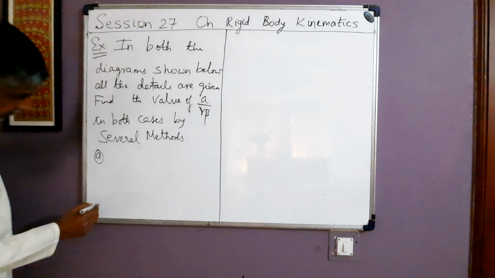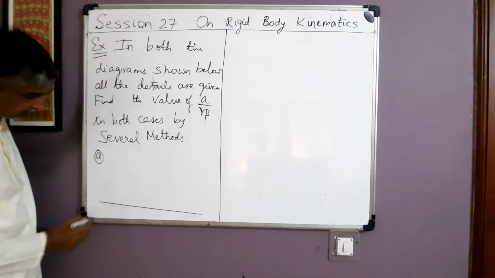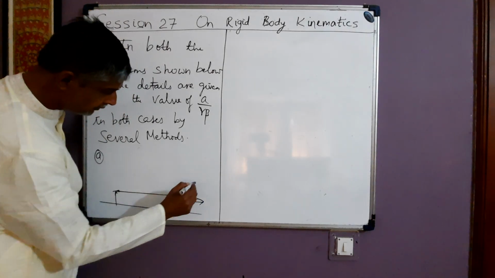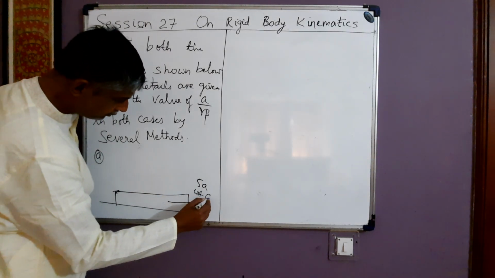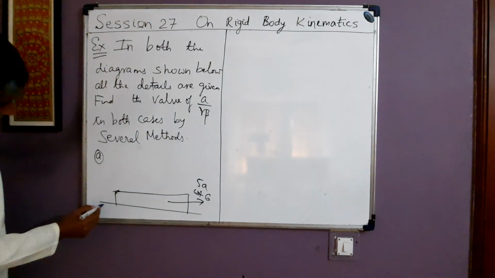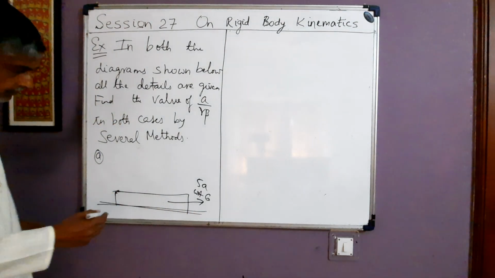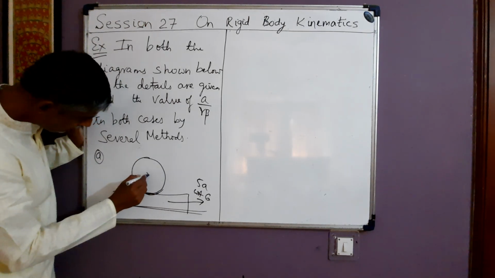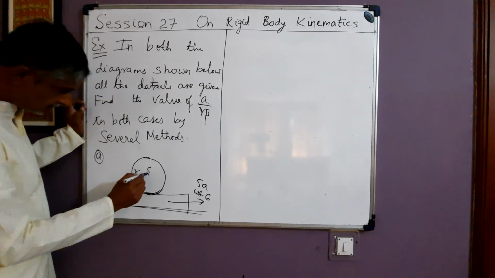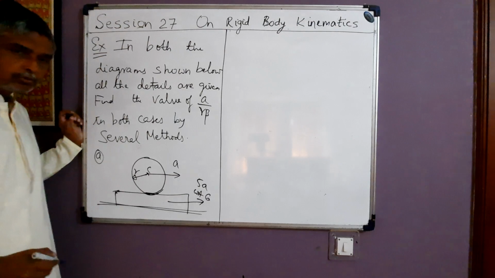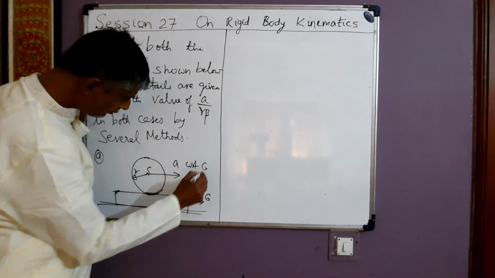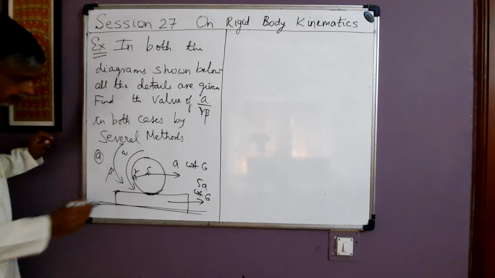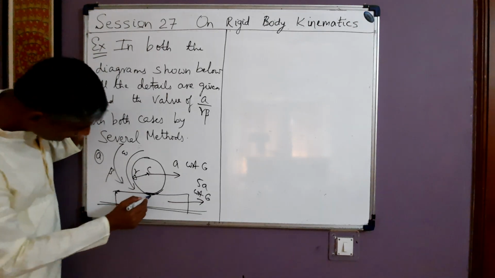I'll draw the diagram here. This is the fixed horizontal ground surface. This is a translating plank which moves at an acceleration of 5a with respect to G, meaning ground frame. This is a circular drum with center at C and radius R. The center moves ahead at an acceleration a with respect to ground. The sense of rotation is anti-clockwise. Omega and beta are both anti-clockwise with respect to ground, and here pure rolling takes place.